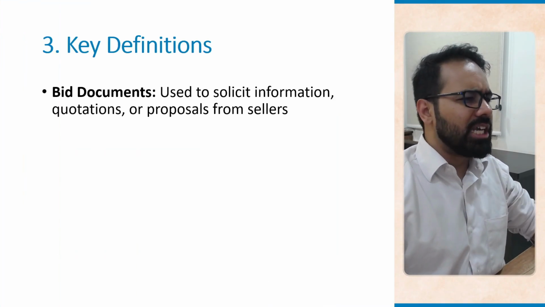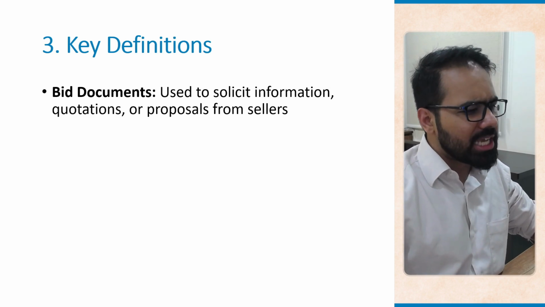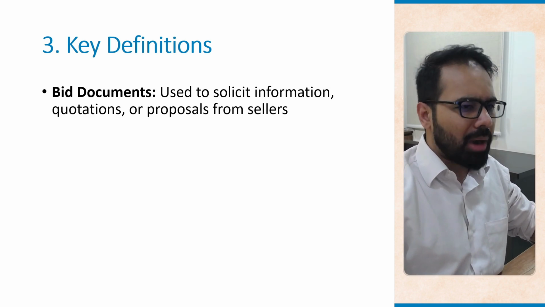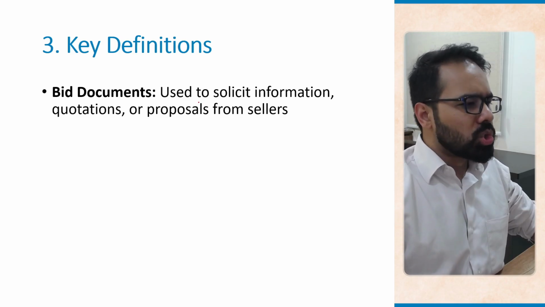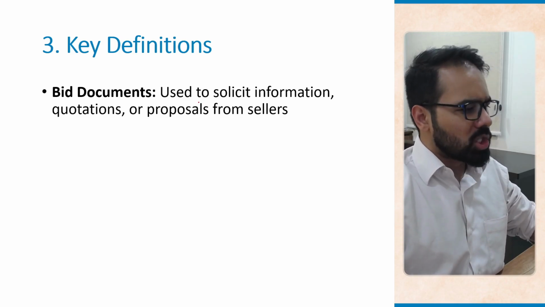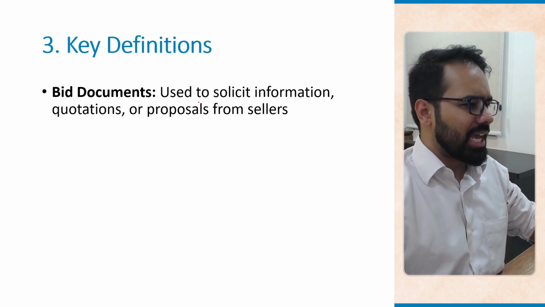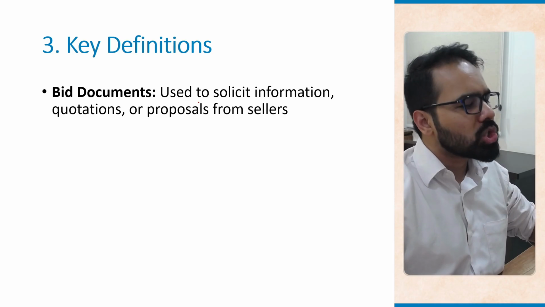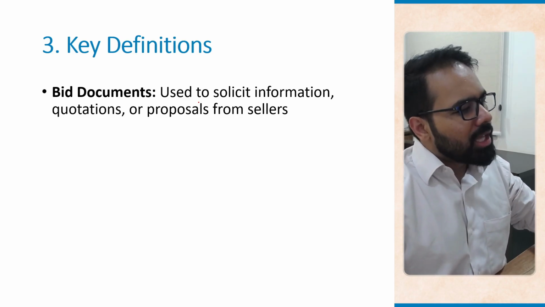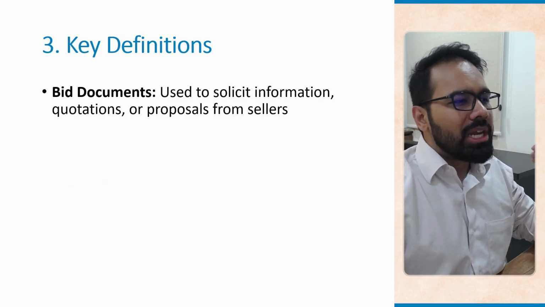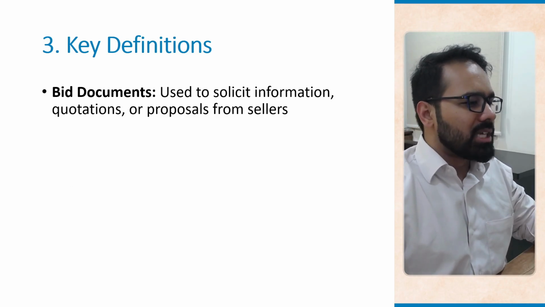Let's look at some key definitions. So there are bid documents. As I mentioned, procurement is basically part of the work performance domain itself. Bid documents are used to solicit responses from vendors. As an example, if you are outsourcing your payment gateway integration, you will prepare bid documents and then you will invite proposals from the sellers.